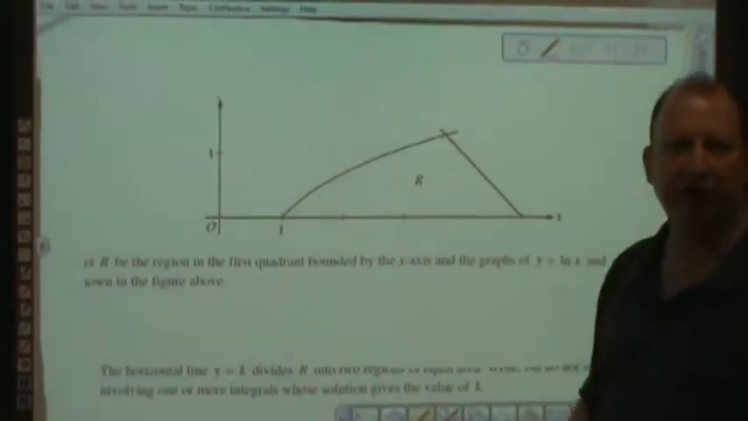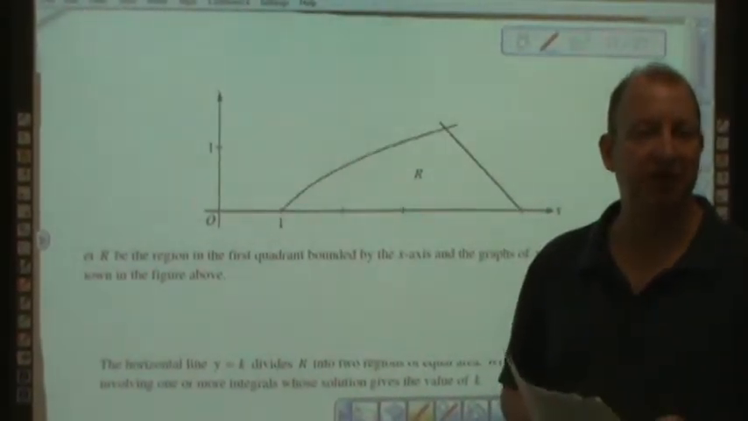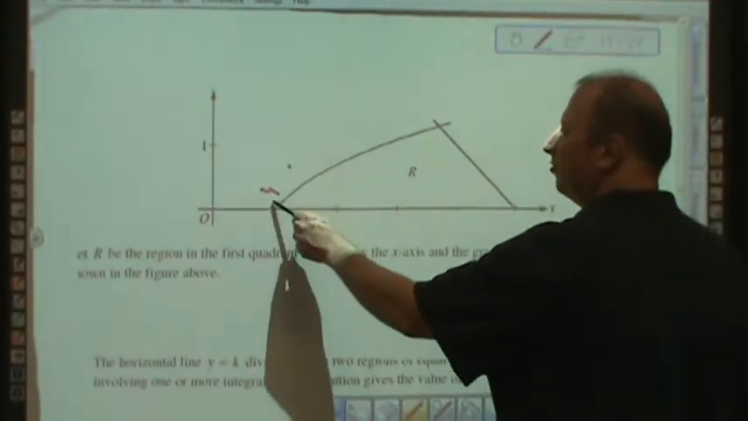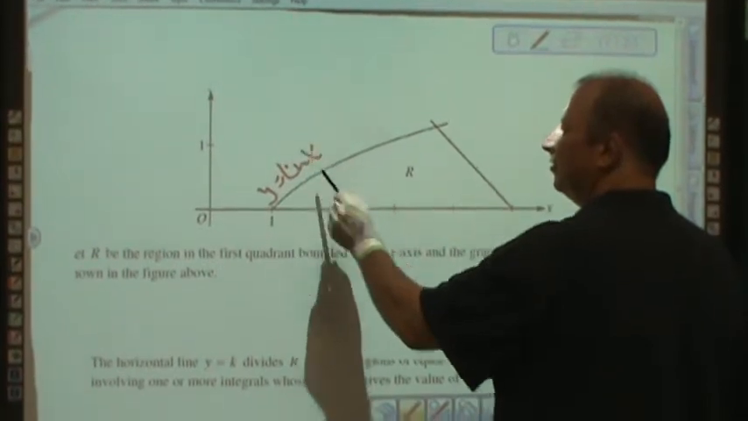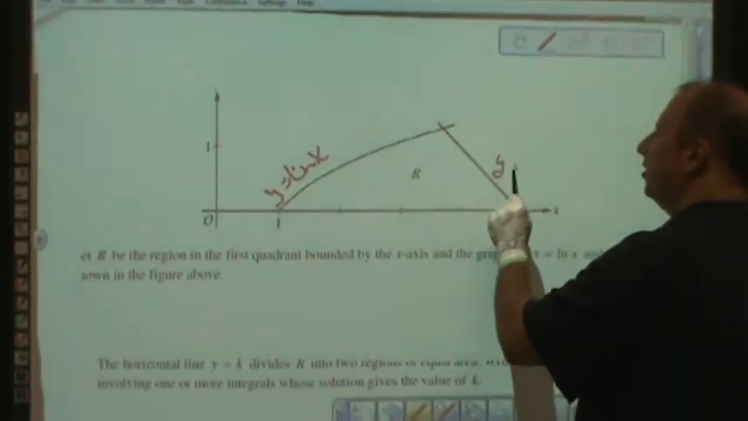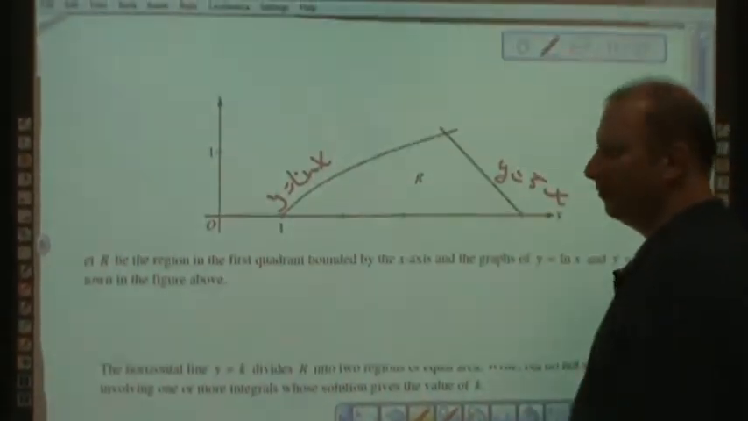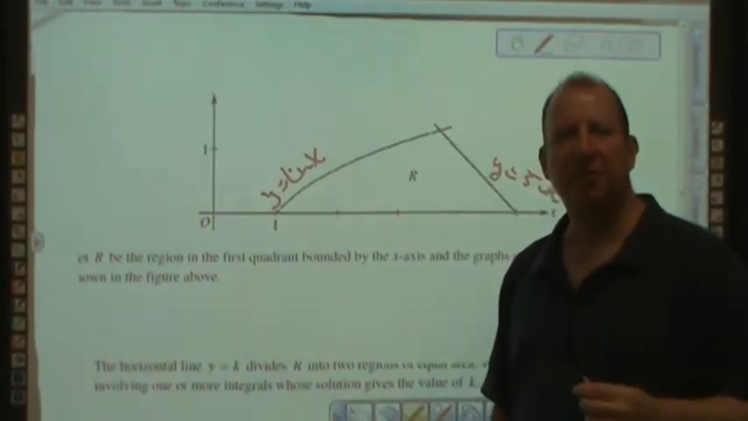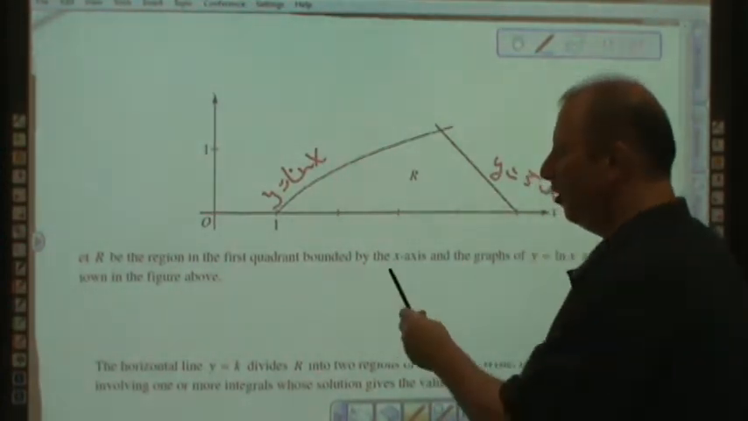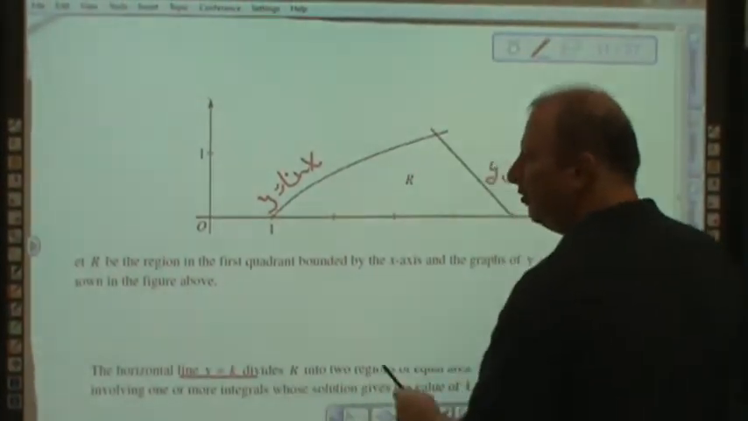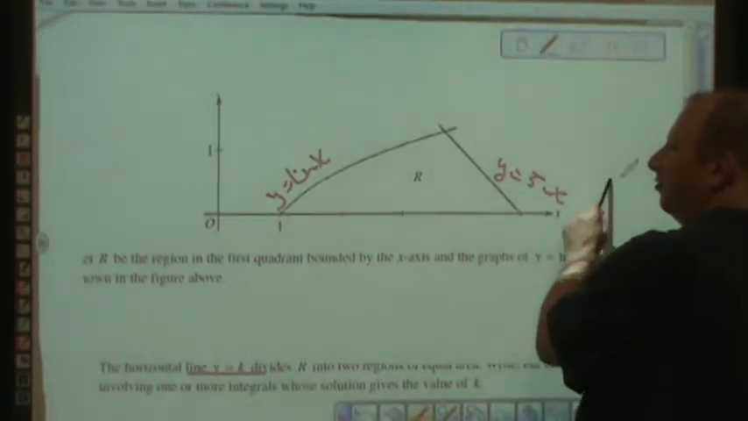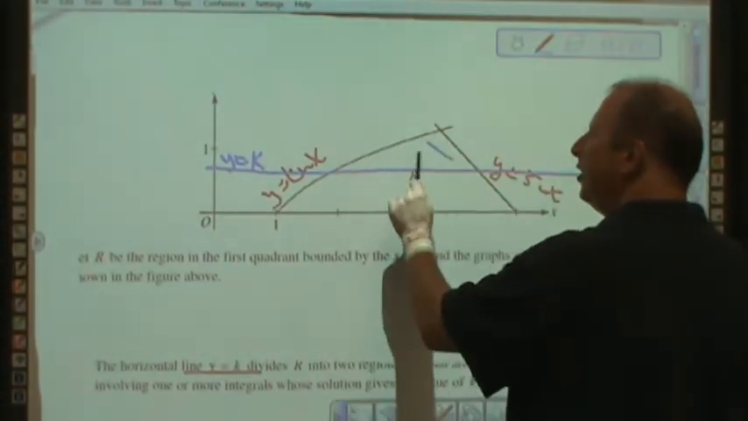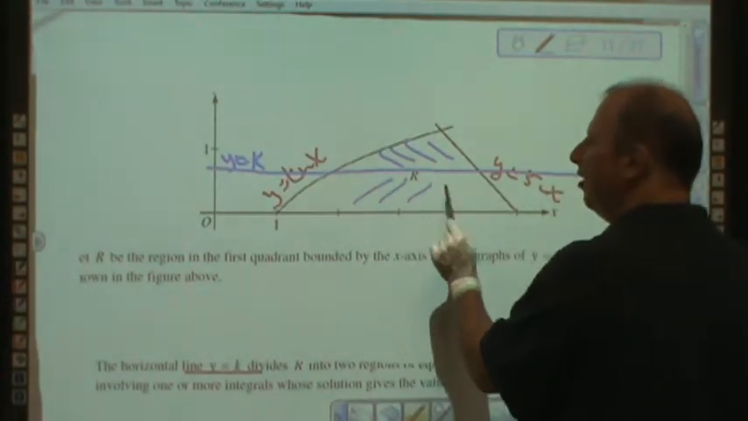Now for the third question, and the third question happens to be the most interesting of the questions. We know this is y equals log of x, and we know that this is equal to y equals 5 minus x. And the question basically says, subdivide it, make a horizontal line of y equals k, which is what I'm going to do right now, y equals k, where the area of this is equal to the area of this.